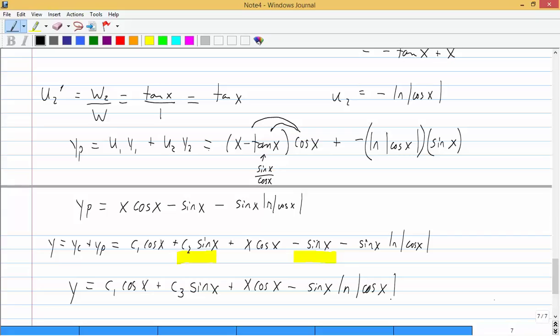Now you may be thinking, why is it x cosine x and c sub 1 cosine x? Why aren't those like terms? Well, because x is a variable and c sub 1 stands for a constant. X could be anything. It doesn't have to be a constant.